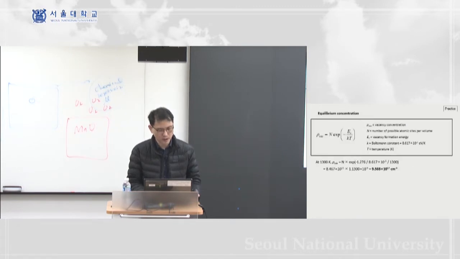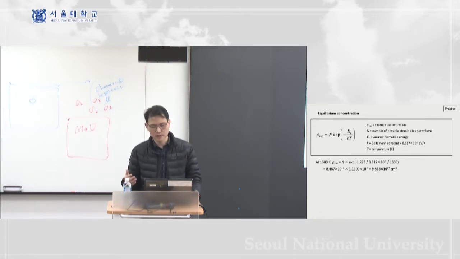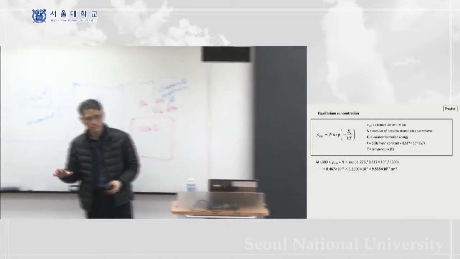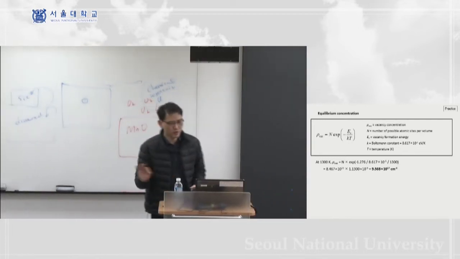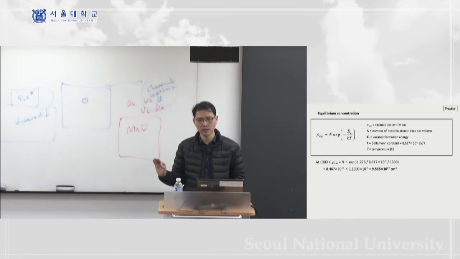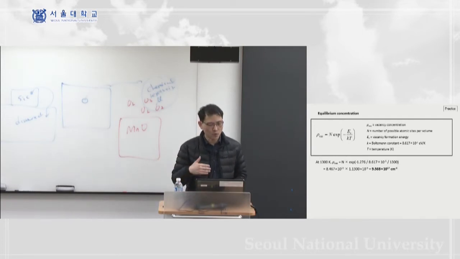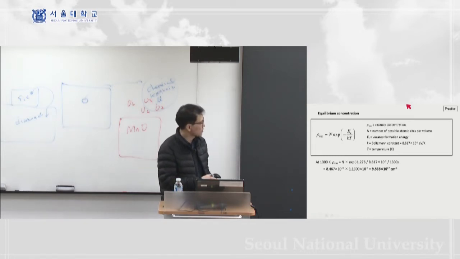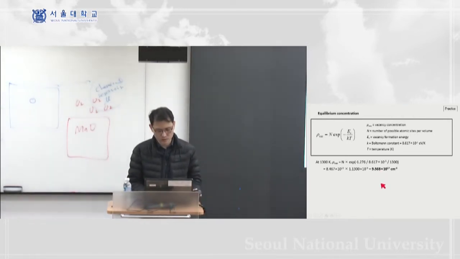And from the vacancy formation energy, you can calculate the vacancy density at a certain temperature. So at normal temperature, since the formation energy is usually several electron volt, at room temperature you expect almost zero vacancy in your system. But when it goes to an elevated temperature, like 1000 Kelvin, then this vacancy concentration becomes quite significant, right? 10 to the 17 per cubic centimeter.